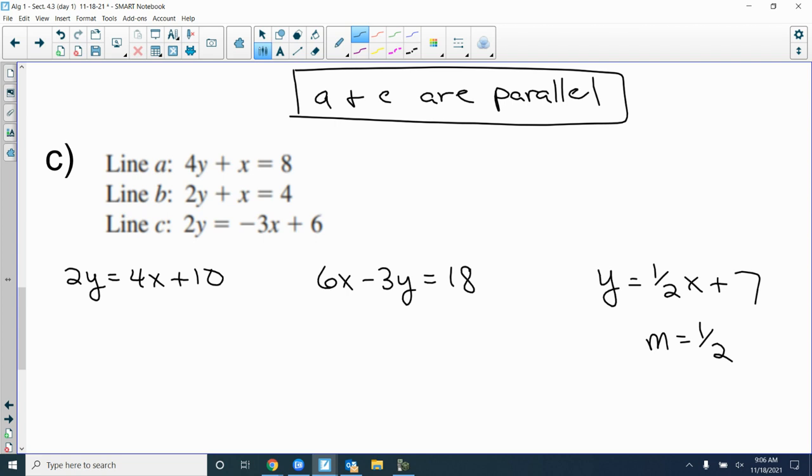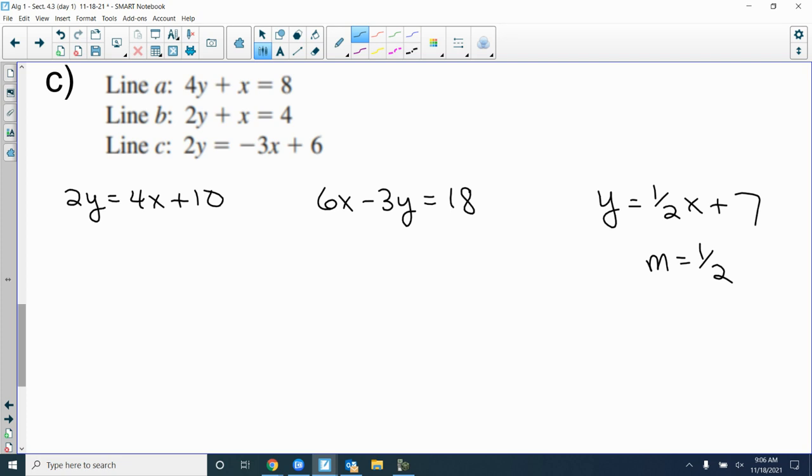I want you to think about that first one. Alex, what do you think I need to do to get y by itself? Divide 2. Okay, divide what by 2? 10. 10 would be one thing. What about the 4x? Yep, you gotta divide everything by 2. All right, so if you do that, what's that give us? Reese, what's that gonna give us? 2x plus 5. Make sure you say y equals 2x plus 5.